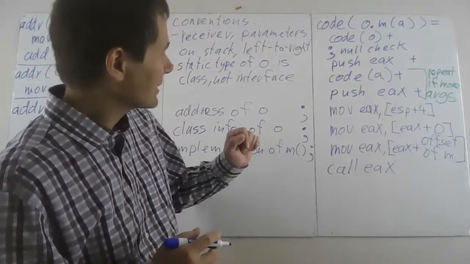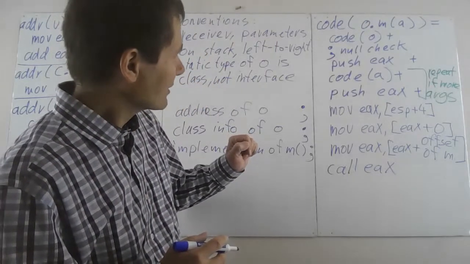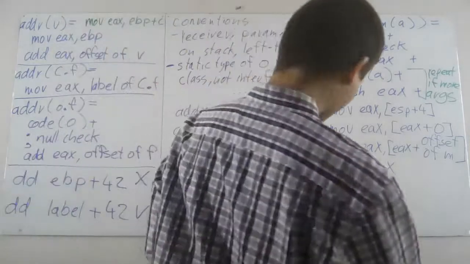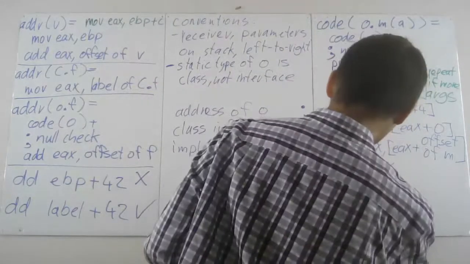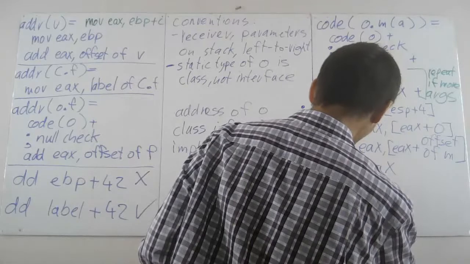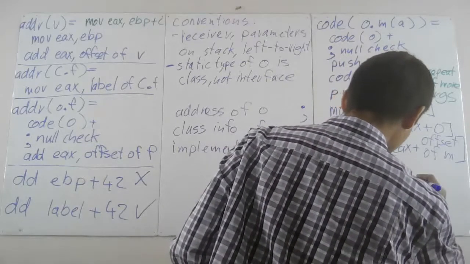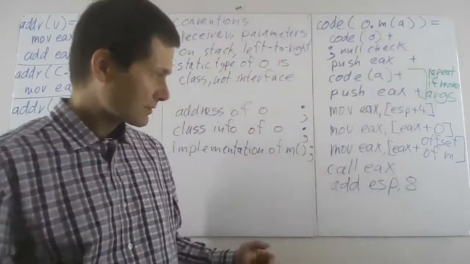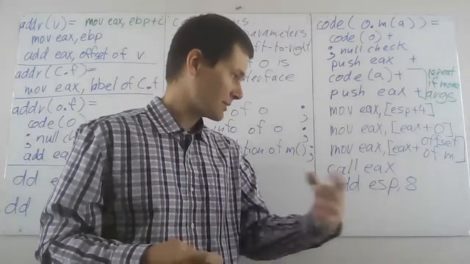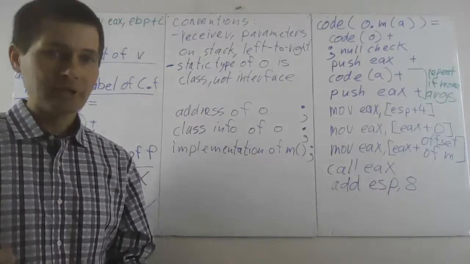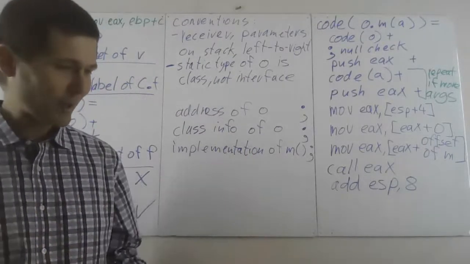Okay, so we should pop them off. I could do 2 pop instructions, or if I want to do the 2 pops in a single instruction, I can just add 8 to the stack pointer. That will pop 2 words off the stack and throw them away.